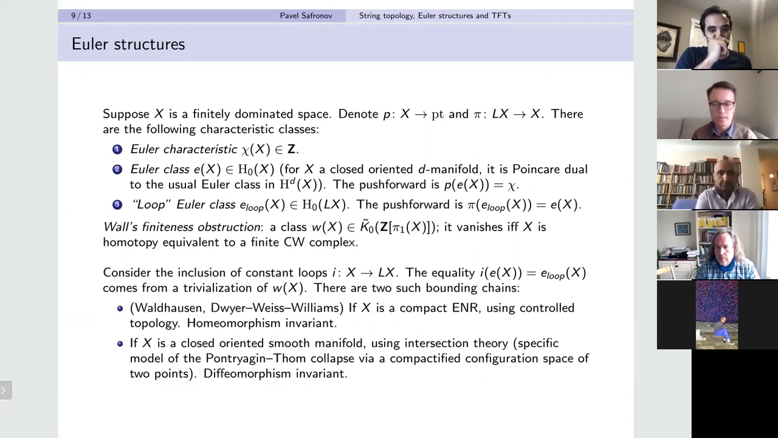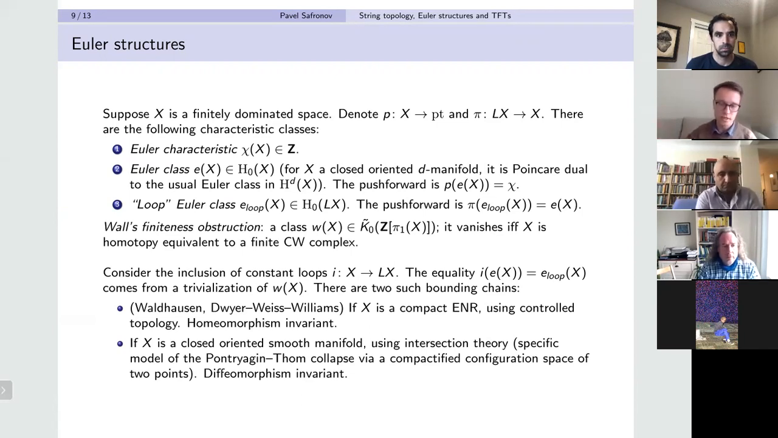Then you can consider the following three kinds of characteristic classes associated to X. I'm starting from the simplest one and going to the most complicated one. The simplest one is just the Euler characteristic, and it's a number. But you can also lift the Euler characteristic to a zero chain on X. There's a canonical zero chain on X, and this zero chain is just Poincare dual to the usual Euler class in top homology.